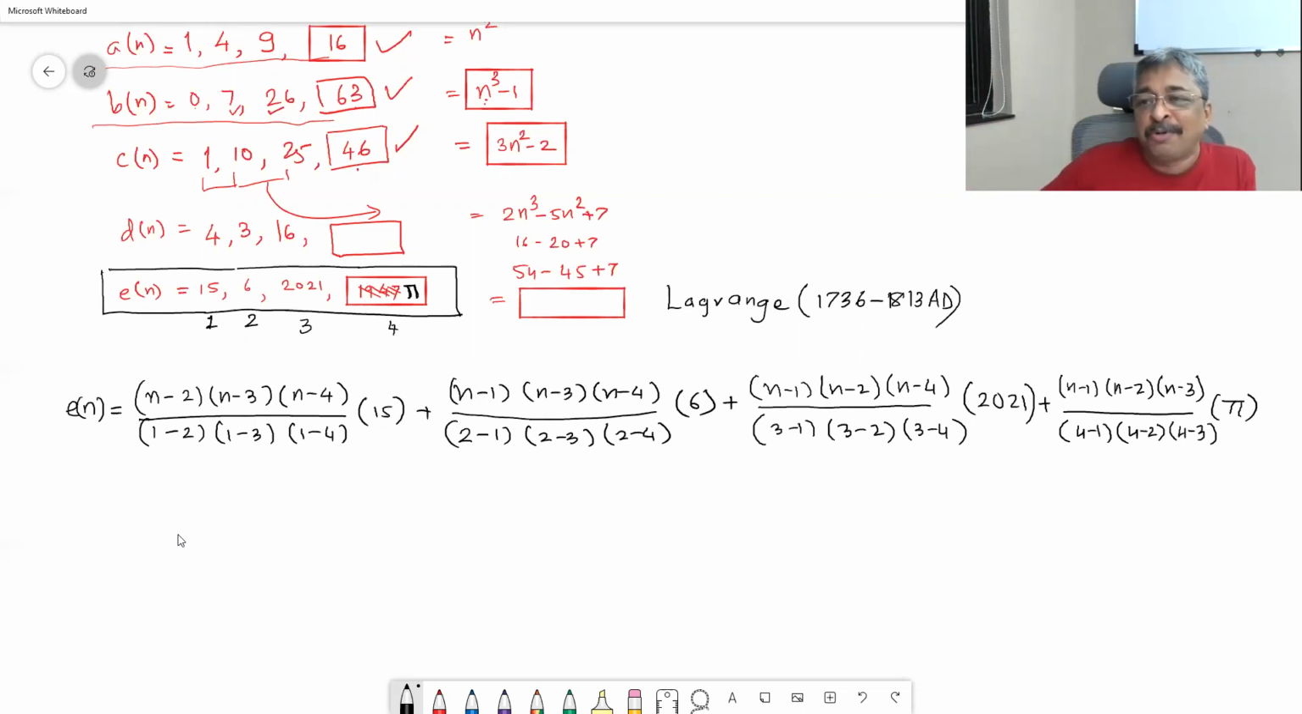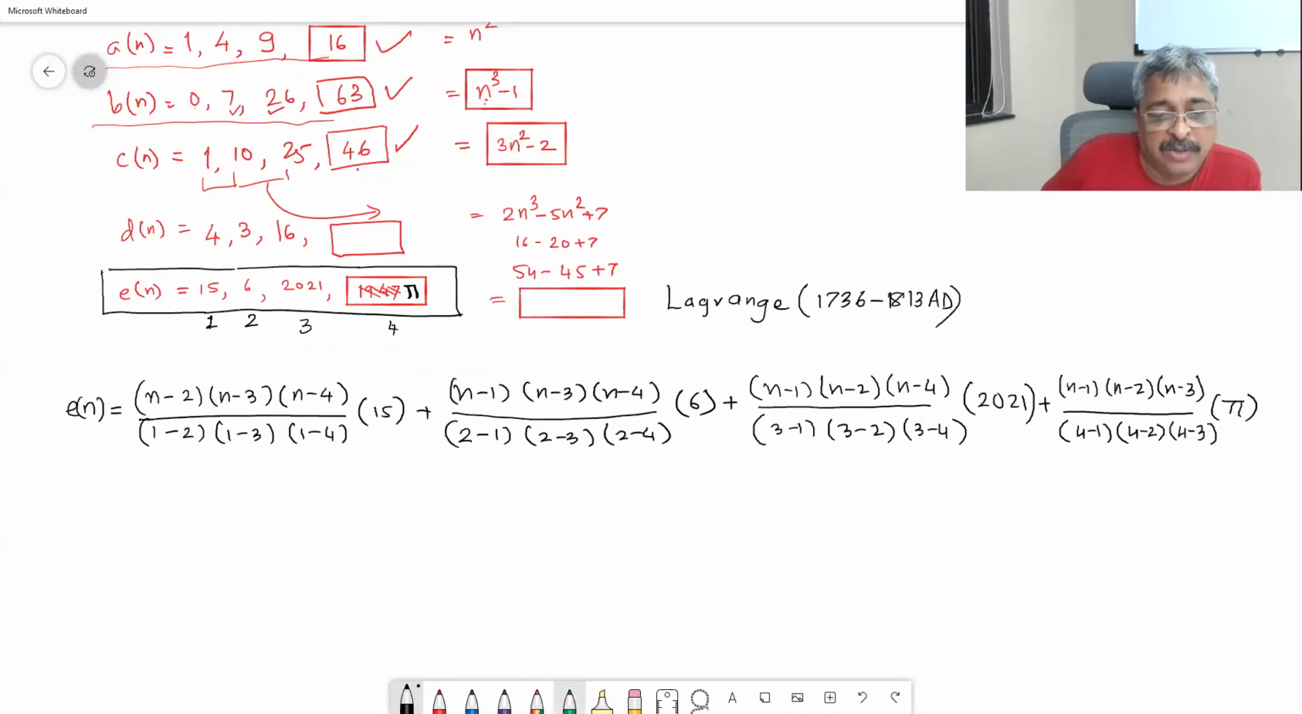If we put n is equal to 2, the first block itself is 0 because n minus 2 makes it 0. 2 minus 1 upon 2 minus 1, 2 minus 3 upon 2 minus 3, 2 minus 4 upon 2 minus 4, that is 1, into 6, 6. The other blocks have n minus 2, which is 0. And therefore, the fourth number is going to be 5.